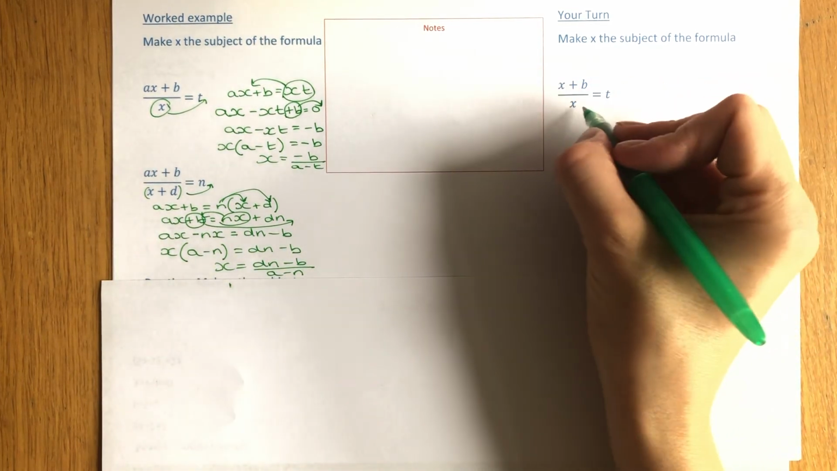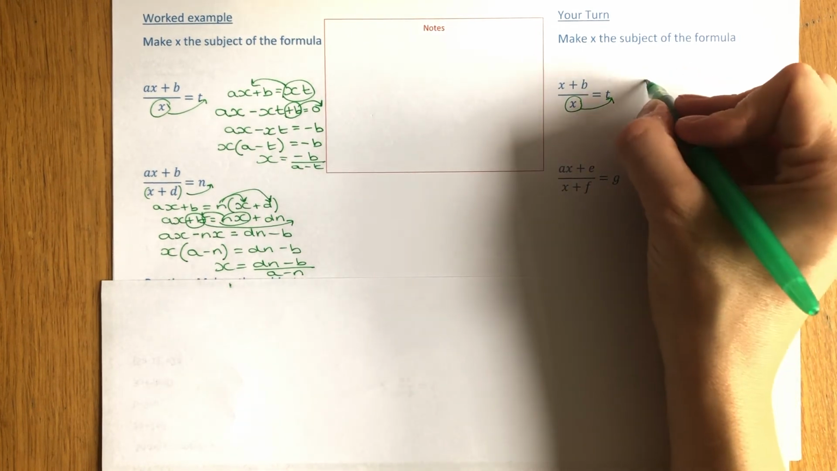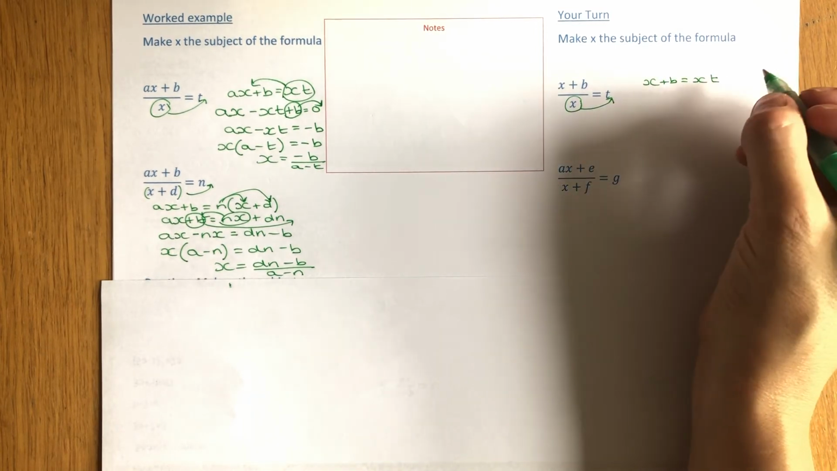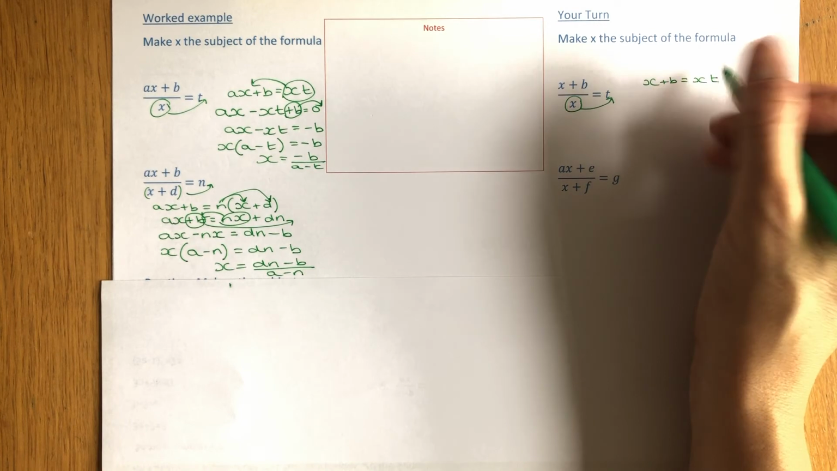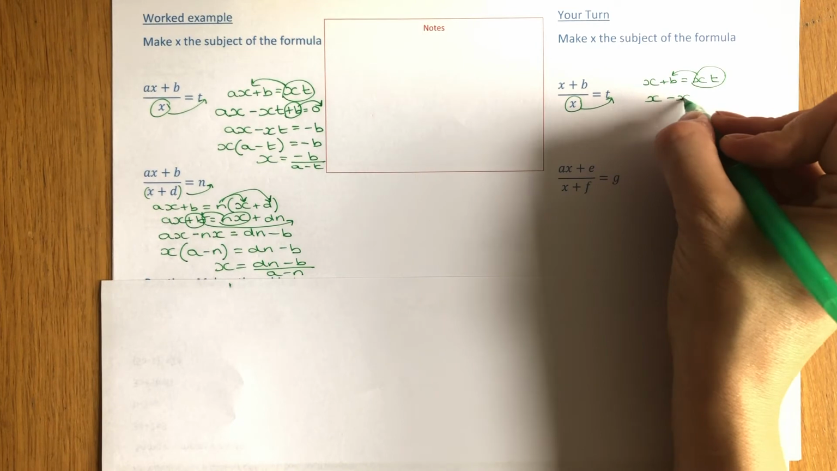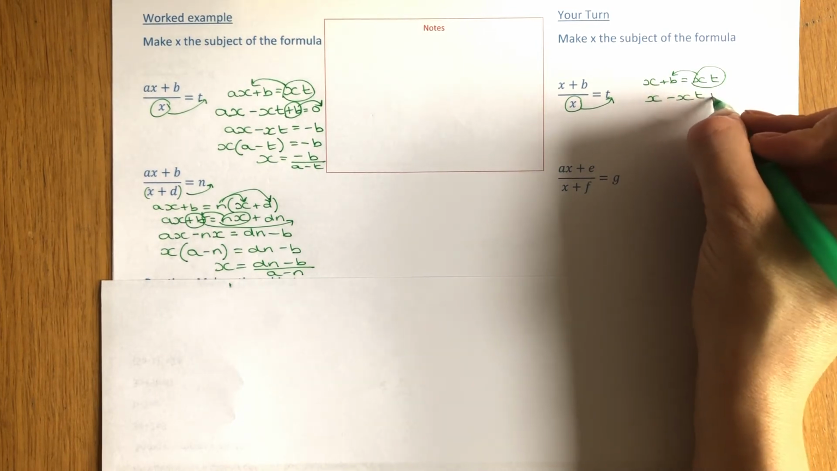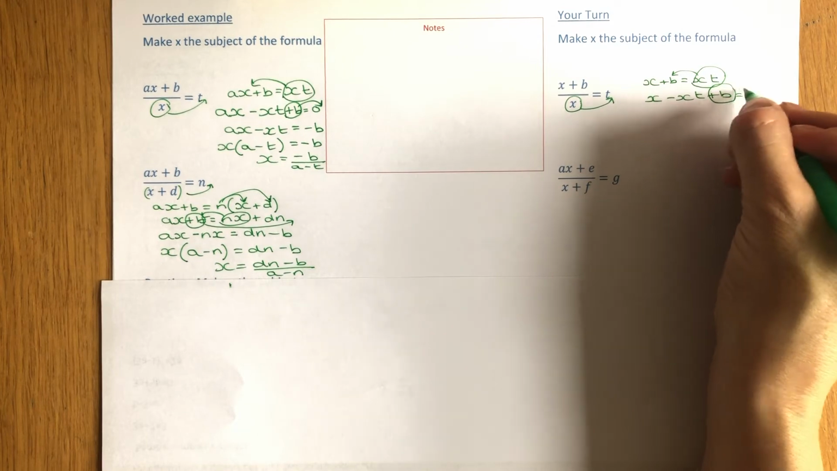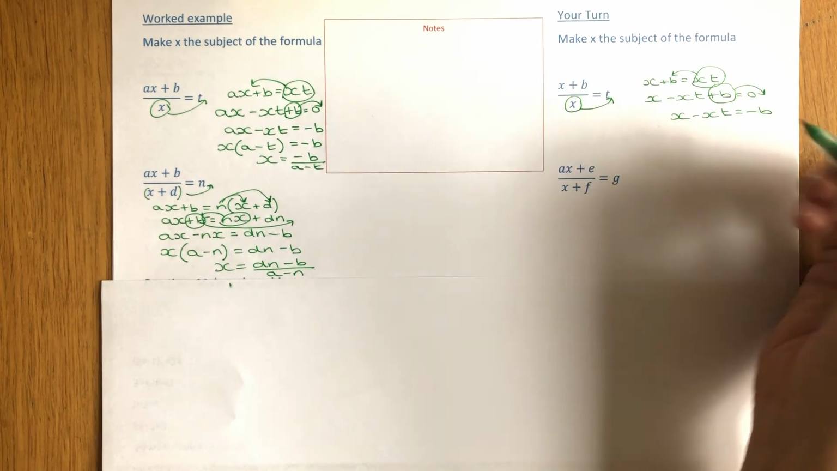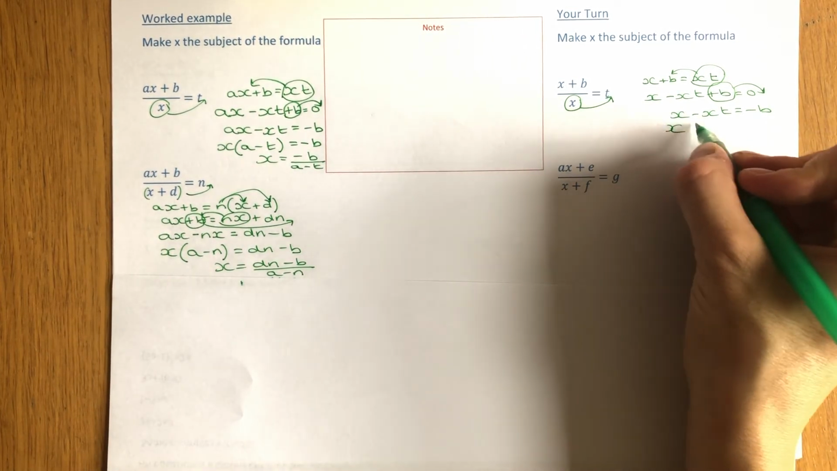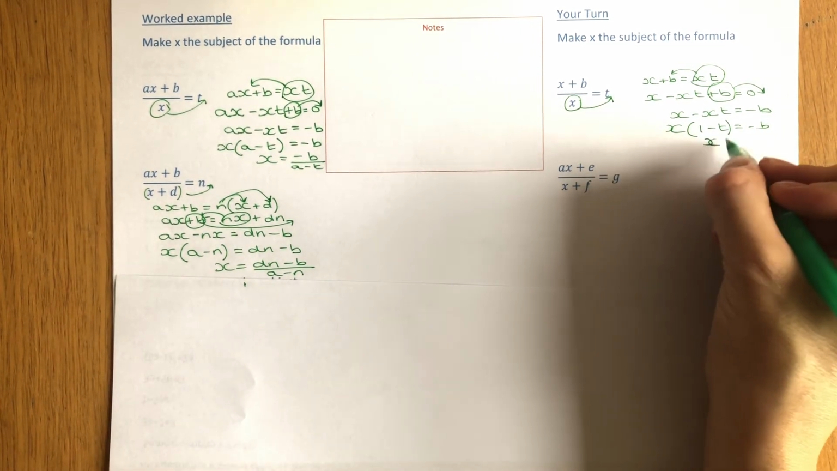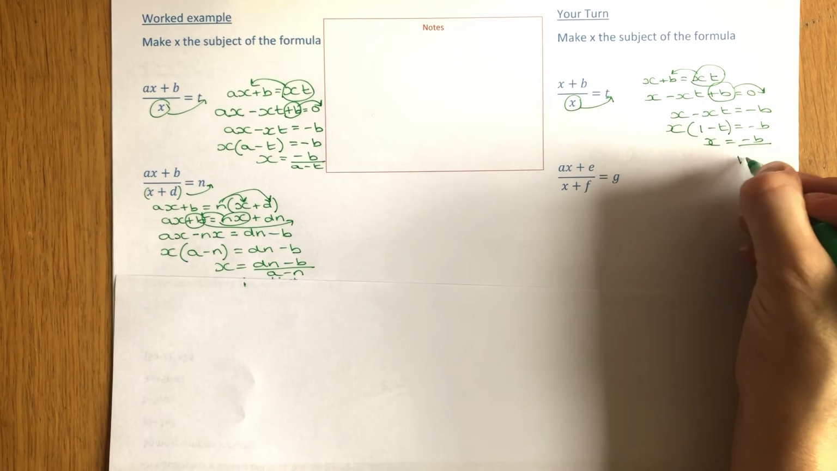Okay, so we're going to bring the x up and times by it. So I get x add b equals xt. Then I need to get all the x's on one side. This comes over here. So I get x minus xt add b equals 0. Take the b out the way. So we're left with the x's on one side. And then we need to factorise to draw out the x. And then to get x on its own, we need to divide by 1 minus t.